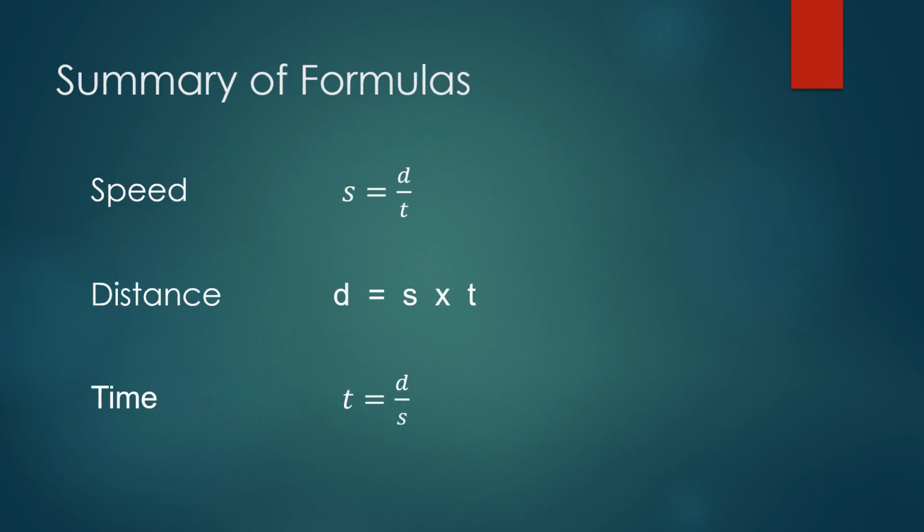So this is the summary of formulas. For speed or velocity, that is equal to distance over time. For distance, that is speed times time, and time is equal to distance over speed.